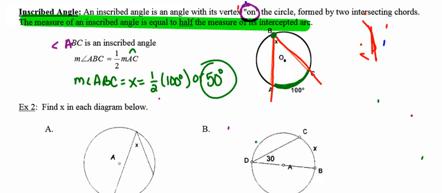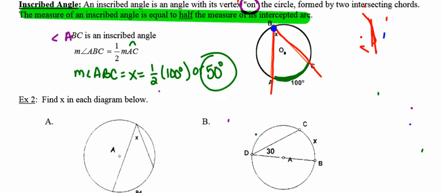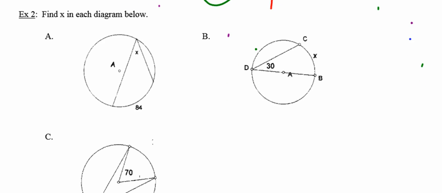All right, so there are really two rules that you need to pull away from today's lesson. You have to know that when the vertex of the angle is at the center of the circle, the degree measure of the angle is equal to the degree measure of the arc. And you have to know that when the vertex of the angle is on the circle, the degree measure of the angle is equal to 1/2 the degree measure of the intercepted arc.